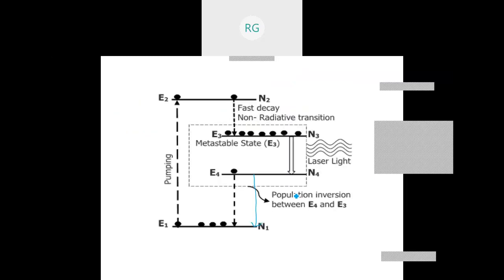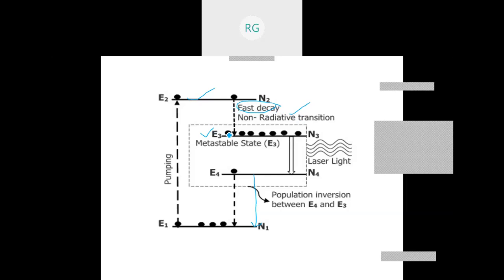From E2 to E3, if I take E2 to E3, the heat is liberated, but radiation is not emitted. All those downward transitions during which light or radiation is not emitted are called non-radiative transitions. It is a very quick process, and the energy difference is so small that the energy is only liberated in the form of heat and given to the lattice.